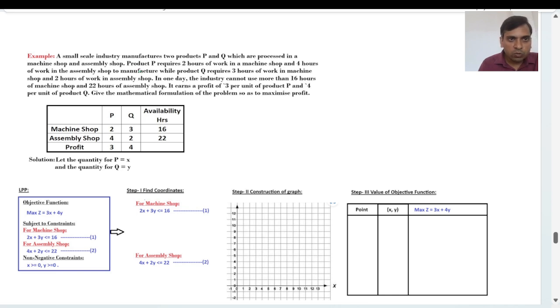Product P requires 2 hours of work in a machine shop and 4 hours of work in assembly shop to manufacture, while product Q requires 3 hours of work in machine shop and 2 hours of work in assembly shop. So in one day, the industry cannot use more than 16 hours of machine shop and 22 hours of assembly shop. It earns a profit of 3 per unit on product P and 4 per unit of product Q. Give a mathematical formulation of the problem so as to maximize profit.